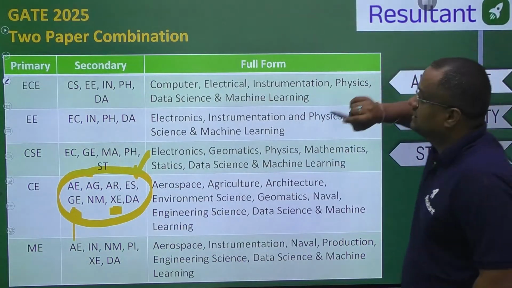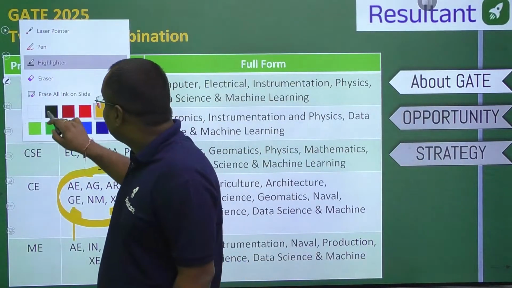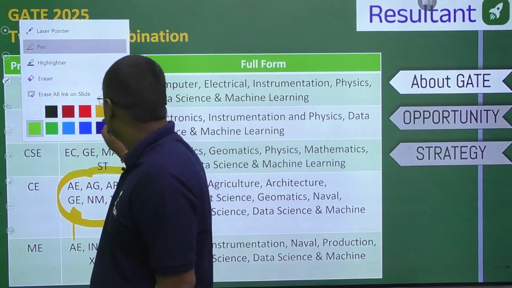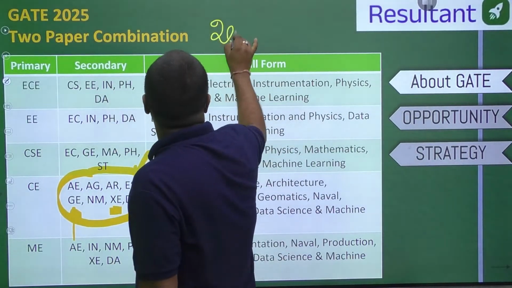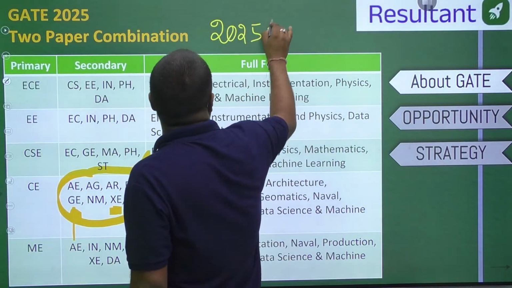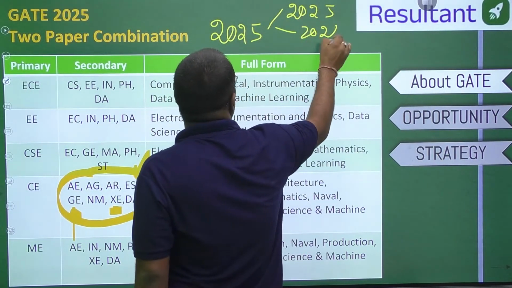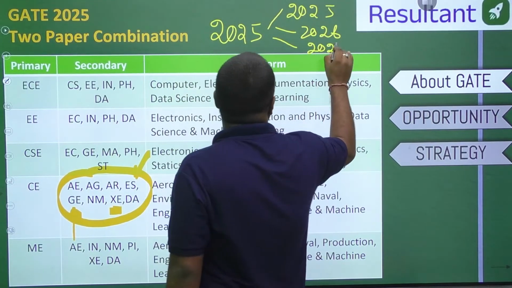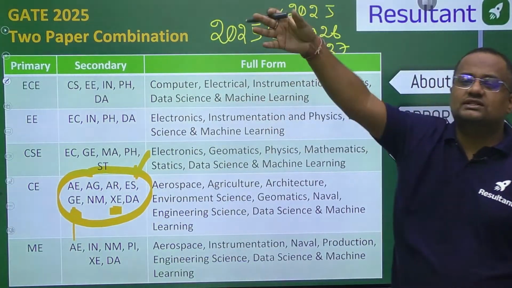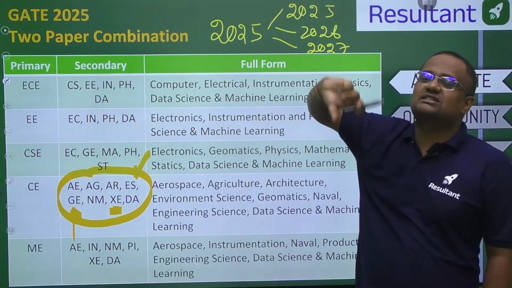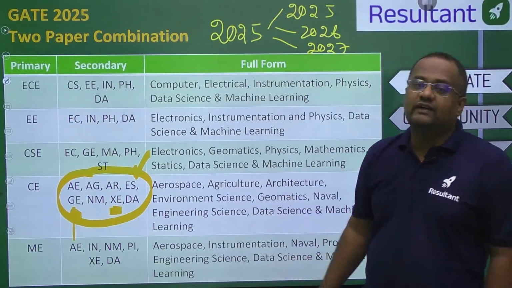Okay. One more thing that I forgot to tell you: GATE rank is valid for 3 years. Suppose you gave the exam in 2025 and got a good rank. You can take admission in 2025, 2026, 2027 on the basis of the GATE score. GATE score is out of 1000. Marks and rank are converted into a GATE score. That I'll tell you in a different video.